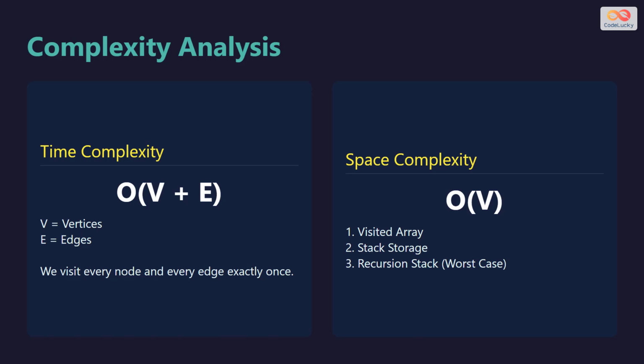This algorithm is highly efficient. The time complexity is big O of V plus E, where V is the number of vertices and E is the number of edges. This is because we process each node and each edge exactly once. The space complexity is big O of V, required for our visited array, the stack, and the recursion depth.